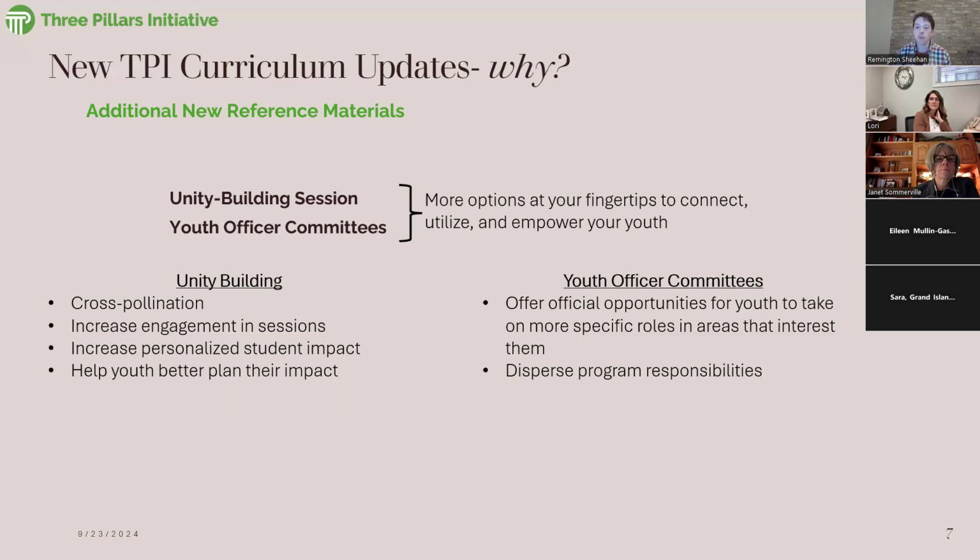Take whatever you want from them or don't, but we just want to, for the unity building, that was specifically meant to address things like cross-pollination between the junior and the senior cohorts and increasing engagement in sessions so that students initially are able to get to know each other a little bit better, and then feel more comfortable talking in sessions, help increase the personalized student impact, and then helping the students better plan their impact. These are all things that you can do in a lot of other ways.